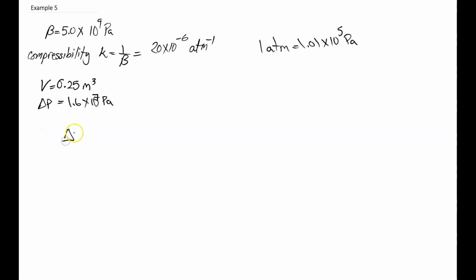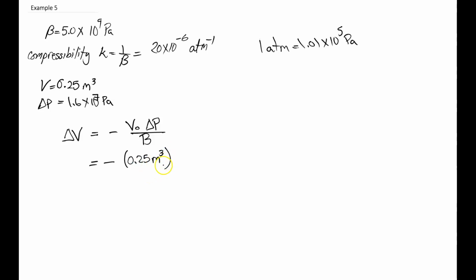formula that says that the change in volume is the same as negative the original volume times the change in pressure over the bulk modulus. And the negative is because an increase in pressure will result in a decrease in volume, or a decrease in pressure will increase the volume. So there's always that reversal relationship between these two.